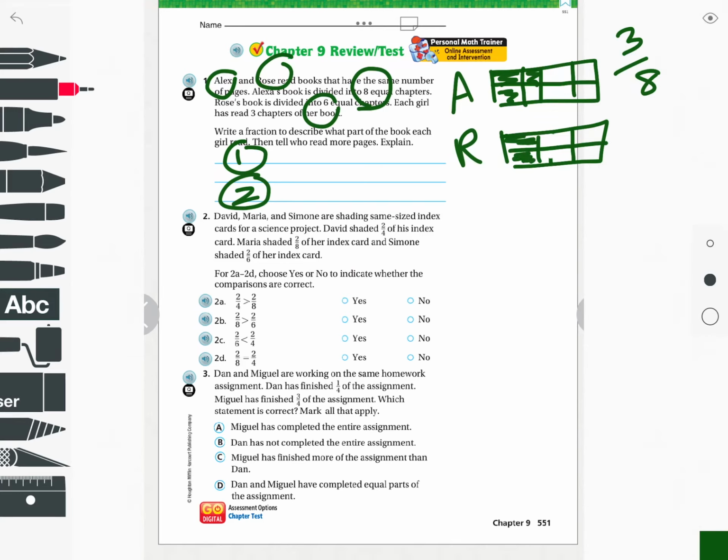1, 2, 3. So my first question is, how much did Alexa read? She read 3/8. I'll put an R for Rose, and she read 3/6. That's my first question. The second question is, who read more? Well, I can see that Rose's whole is shaded more than Alexa's. So then I know that Rose read more. And how do I know?